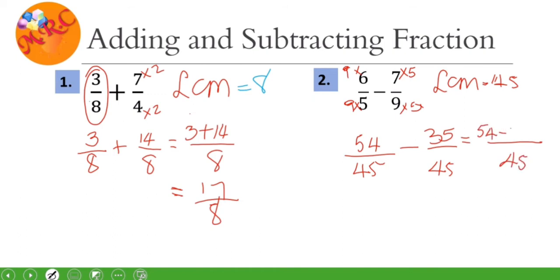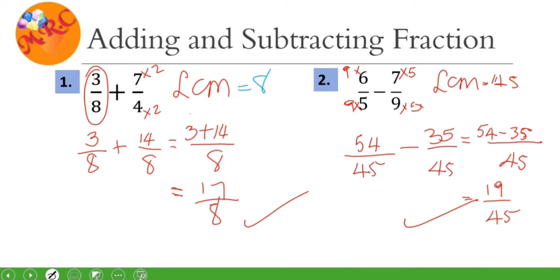So it's 54 minus 35. Now I'm going to take 35 from 54, which leaves me with 19 divided by 45. And that's my answer. How did you find that? Fun? I know you did. Alright, so let's continue.